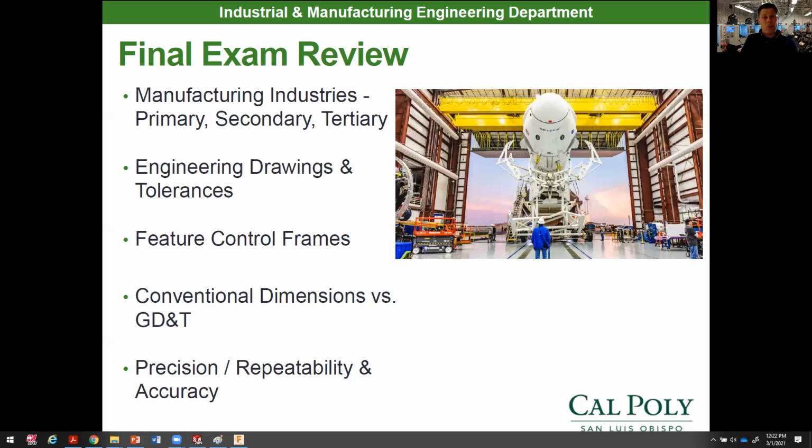So we learned about GD&T and that feature control frames are how we specify GD&T callouts on a drawing. So I would know about those feature control frames, and that's how we specify GD&T on a drawing. I would also know about GD&T in terms of the different categories of tolerances.